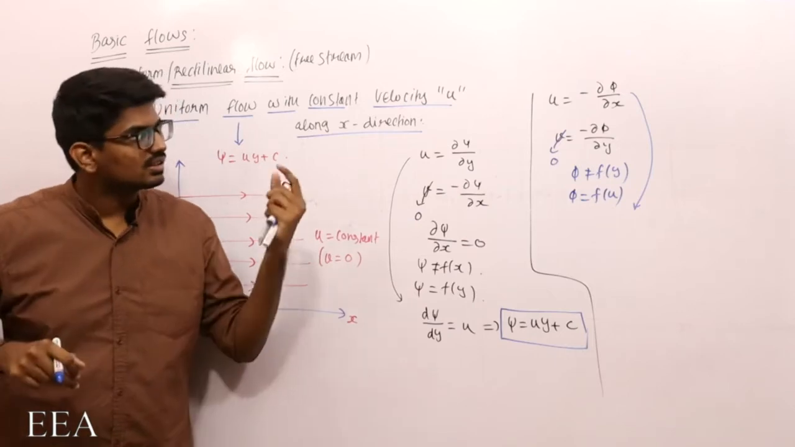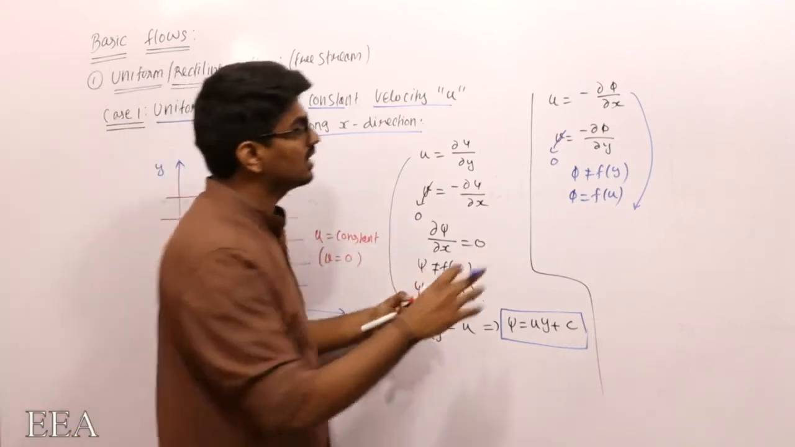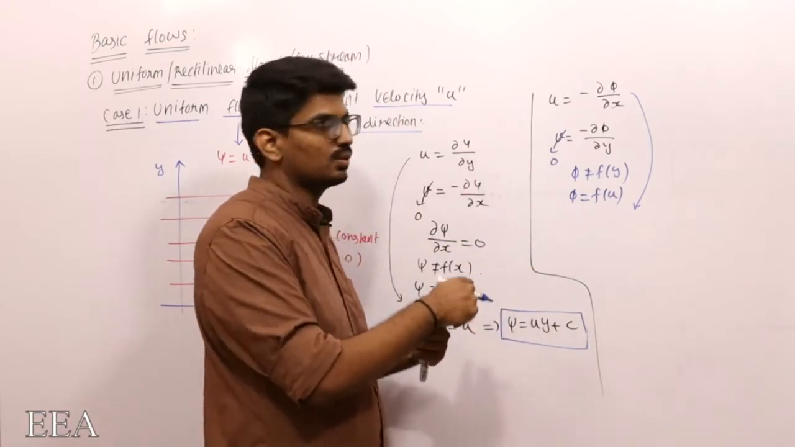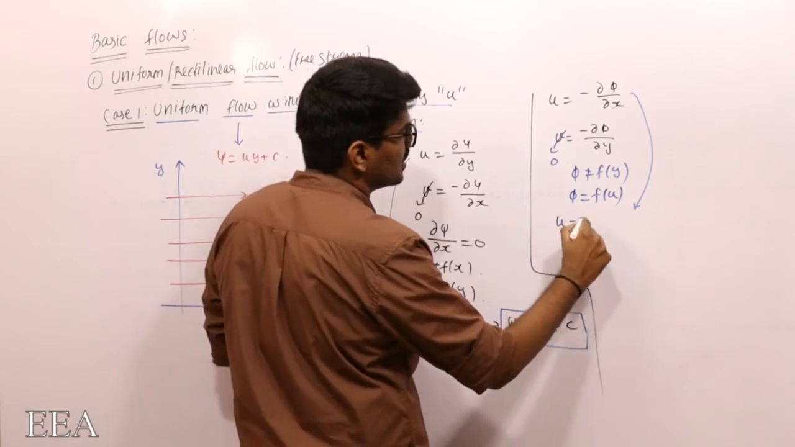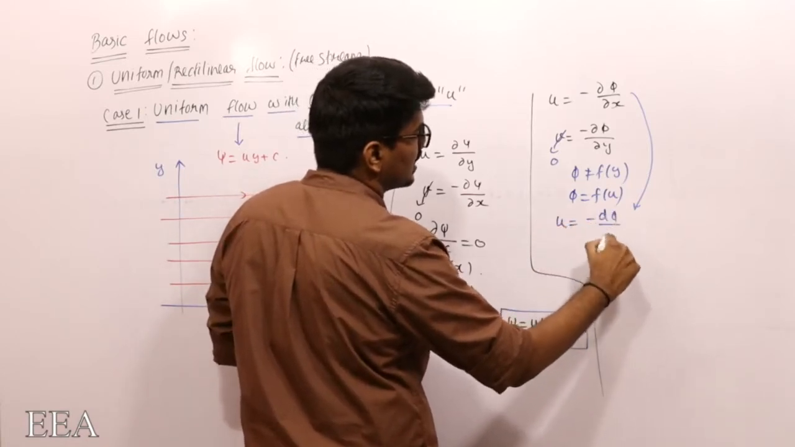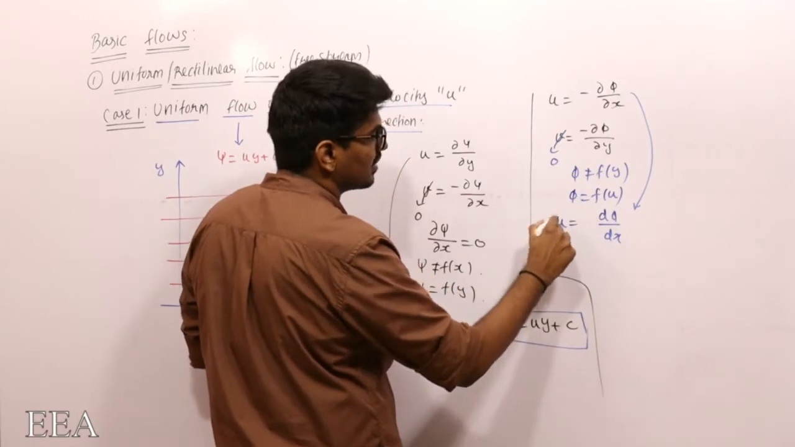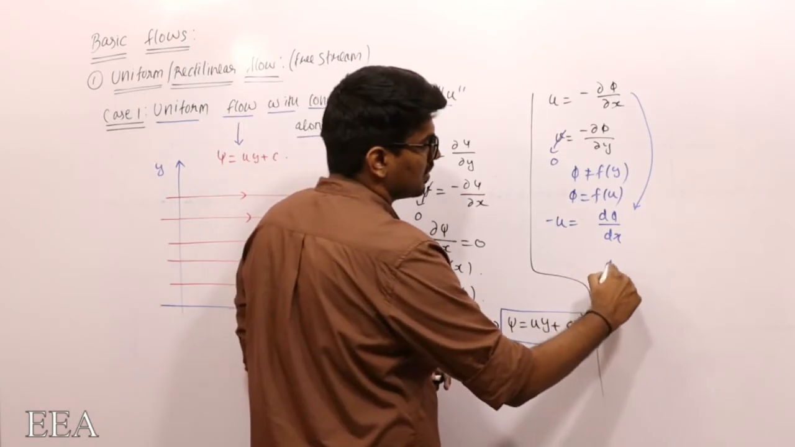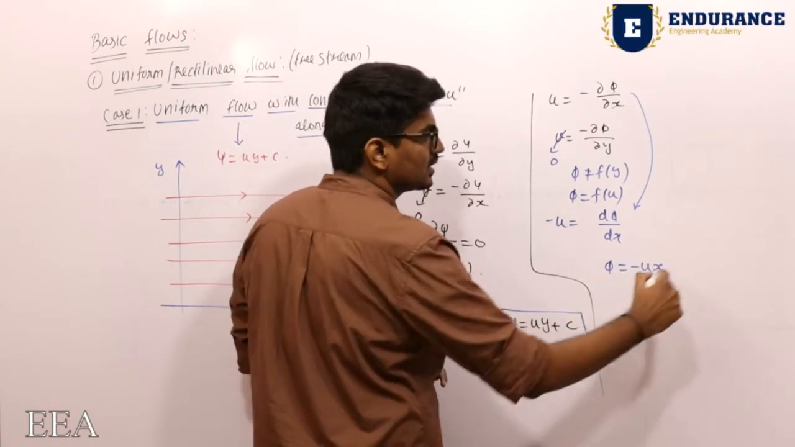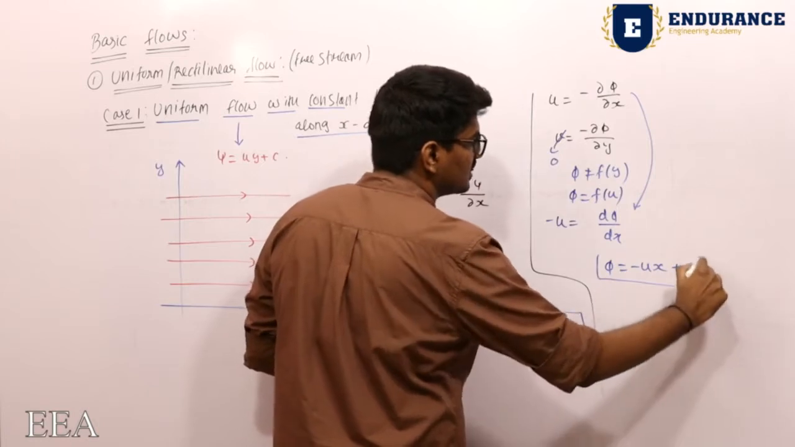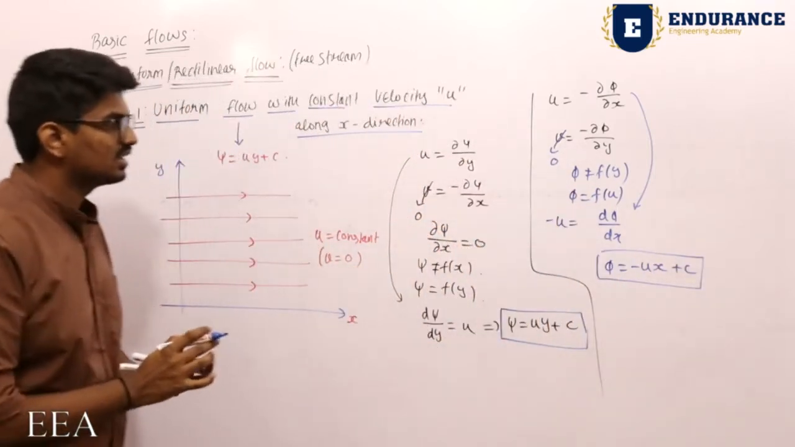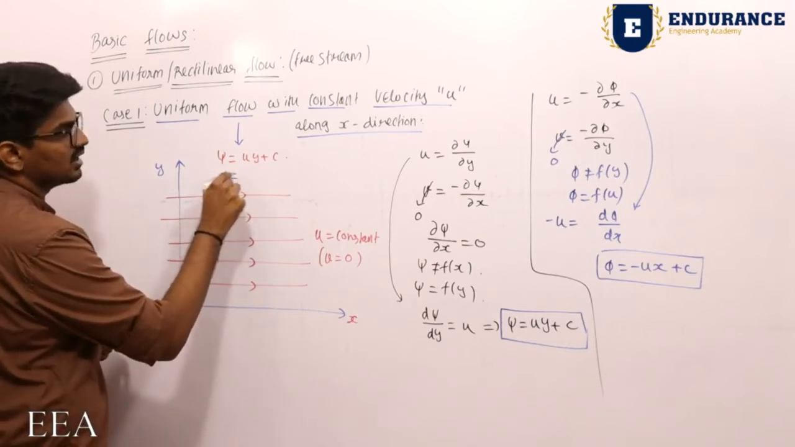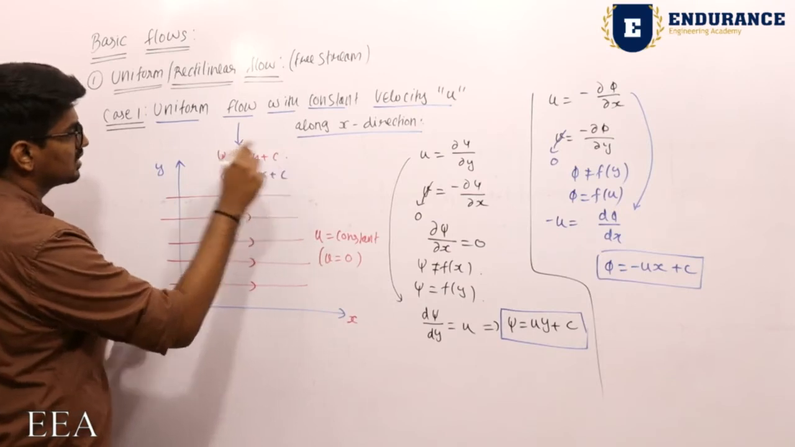But in this case, u is a function of phi alone, so there is no need for using partial derivative. So simply u will be equal to minus d psi by dx. Now integrate it. If I integrate it, phi will be equal to minus ux plus some constant of integration c. This is our second equation, which corresponds to the velocity potential function. So phi is equal to minus ux plus c.